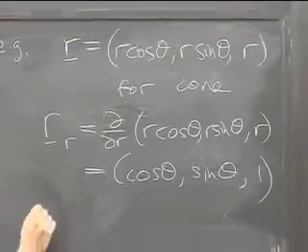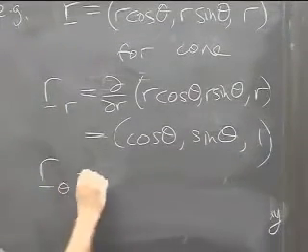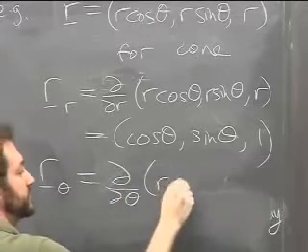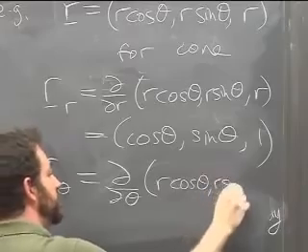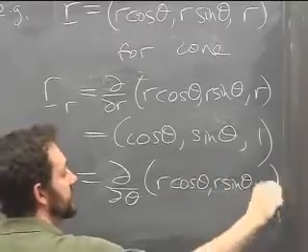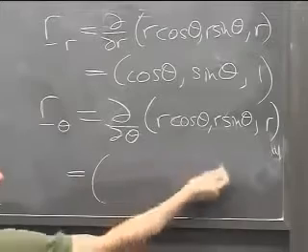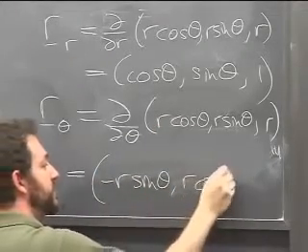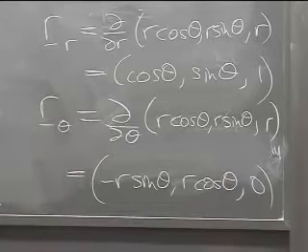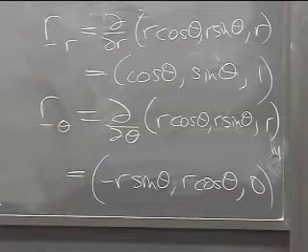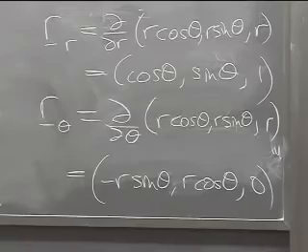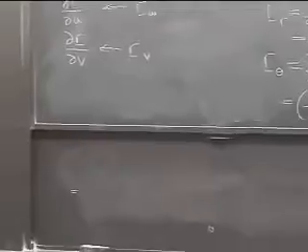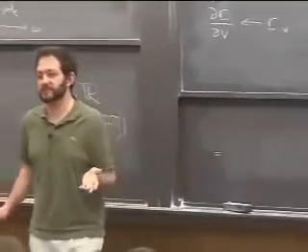And we also have the theta version of it, d d theta of r cosine theta, r sine theta, r, which, if you compute it, is negative r sine theta, r cosine theta, 0. So there we differentiated with respect to theta, and you got something altogether different. Okay, so what is the point of doing this?